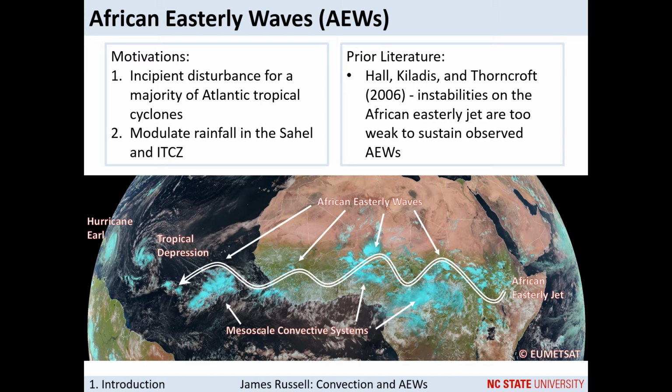Since the 60s and 70s, it's been thought that African easterly waves were simply instabilities on the African easterly jet, which arises as a result of the temperature gradient between the Sahara and the much cooler Gulf of Guinea.